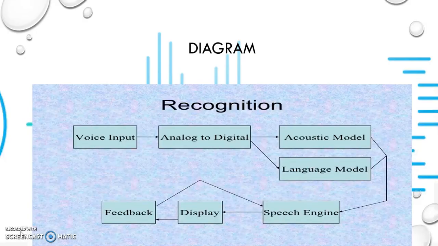Here's another diagram showing the same thing in a different way. Voice input goes to analog to digital, which is the conversion. Analog is the sound or noise that we produce. It gets converted to digital, then goes to the acoustic and language model, and then to the speech engine. Then it displays to the user, or it acts. As I said, if you ask Siri to show the weather, it does not tell you that you asked it to show the weather; it instead shows you the weather. So it depends on what the program is programmed to do.